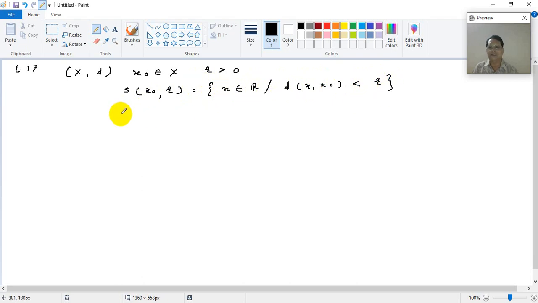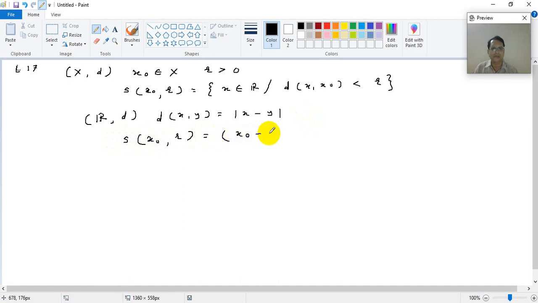And we have seen one or two examples. When you take R with d the usual distance, that means d(x, y) is the same as mod of x minus y. In this case we have seen that the open sphere is an open interval. So S(x0, r) will be the open interval from x0 minus r to x0 plus r. This is what we have seen.